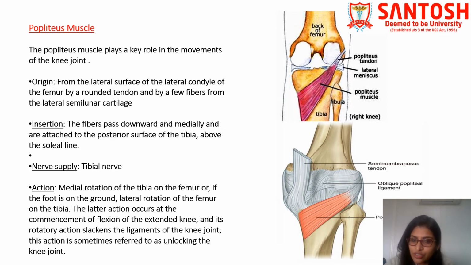This latter action occurs at the commencement of flexion of the extended knee, and its rotatory action slackens the ligaments of the knee joint. So this action is sometimes referred to as unlocking of the knee joint.